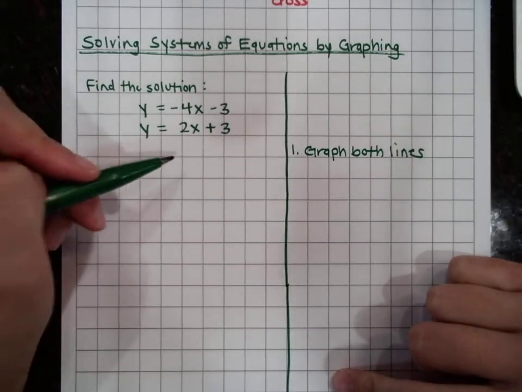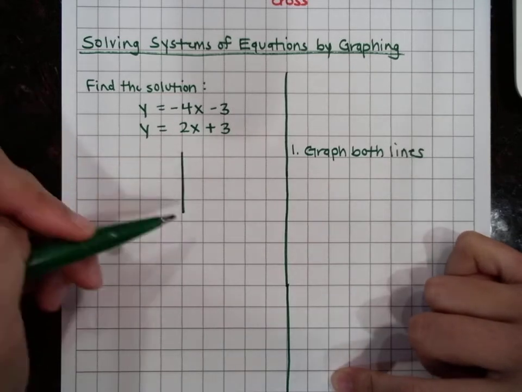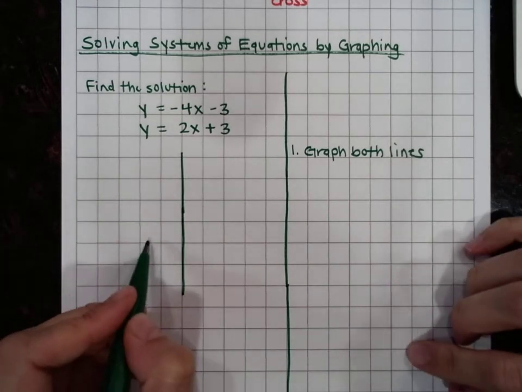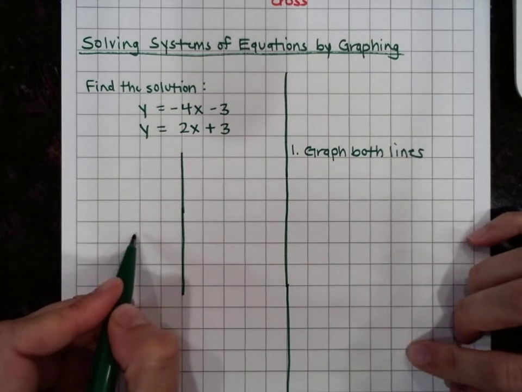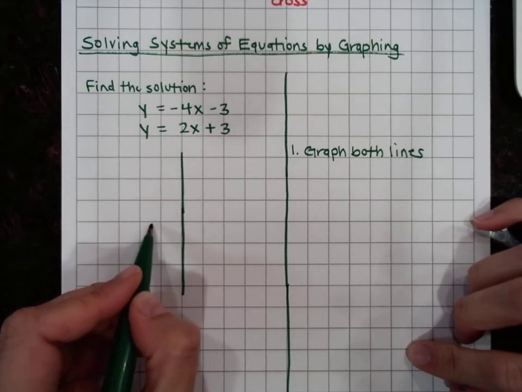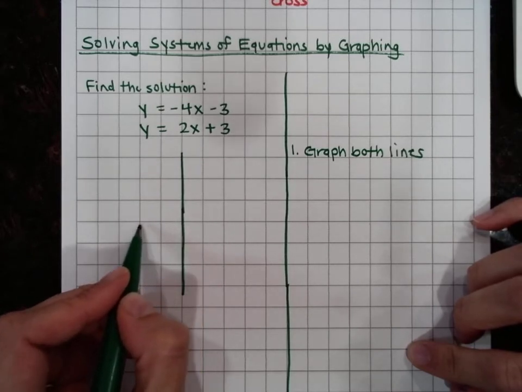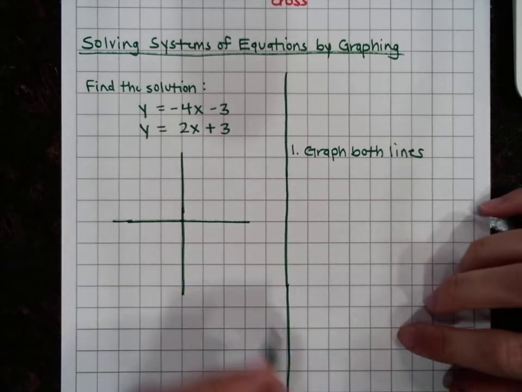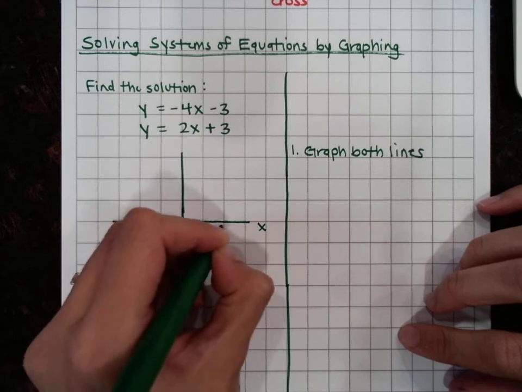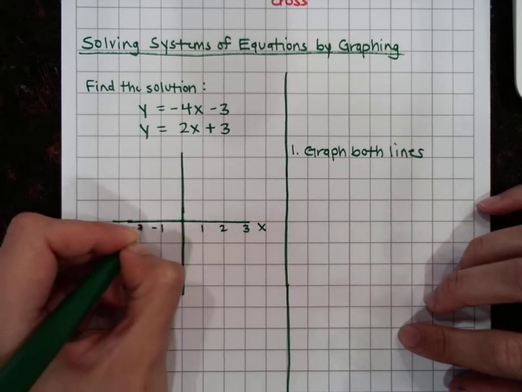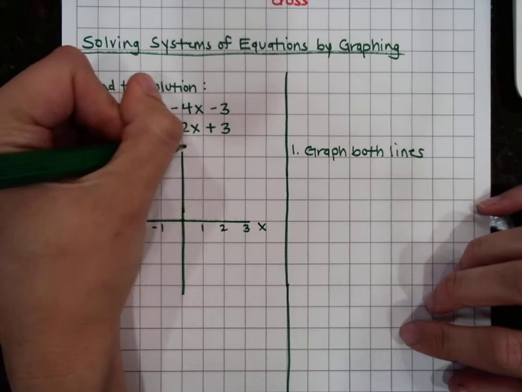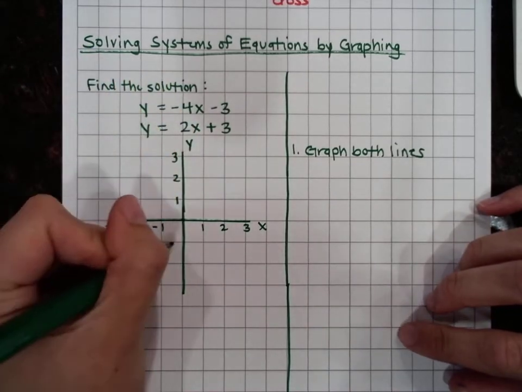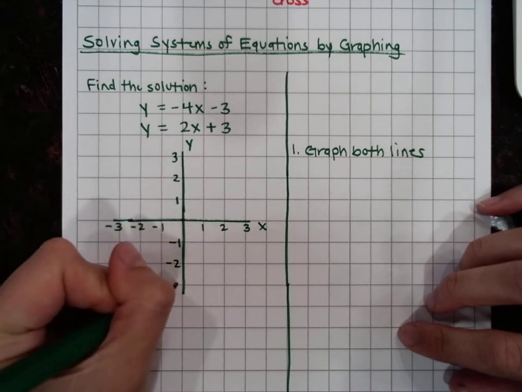So we are going to draw a nice big graph. We need to go up to positive 3 and down to negative 3. So right here. So our x, we go 1, 2, 3, negative 1, negative 2, negative 3. And our y-axis, we have positive 1, 2, 3, and negative 1, negative 2, and negative 3.